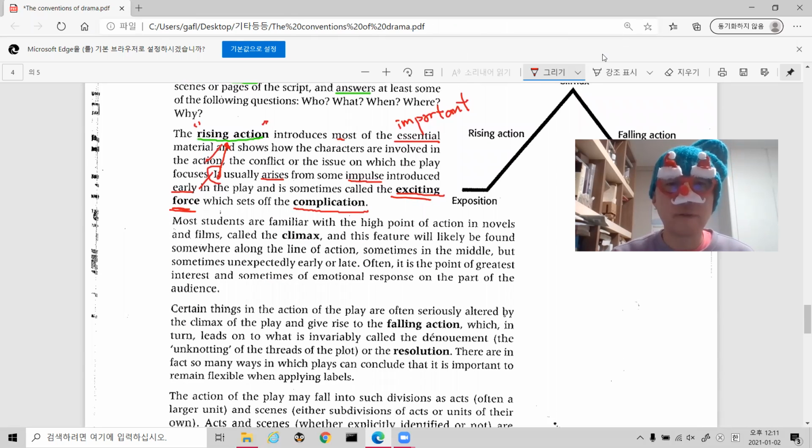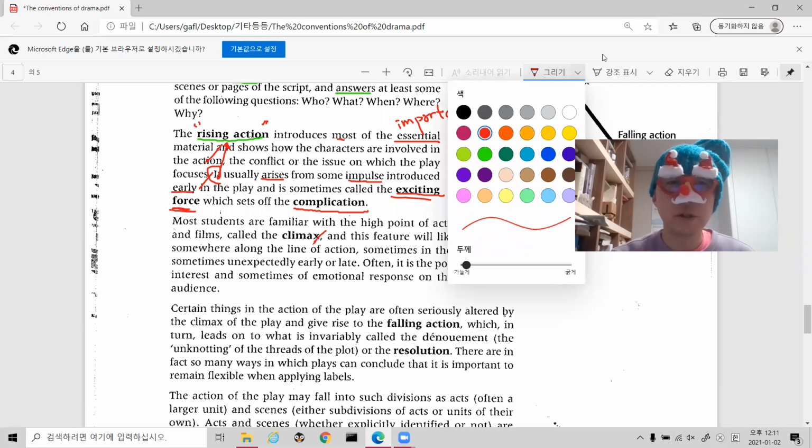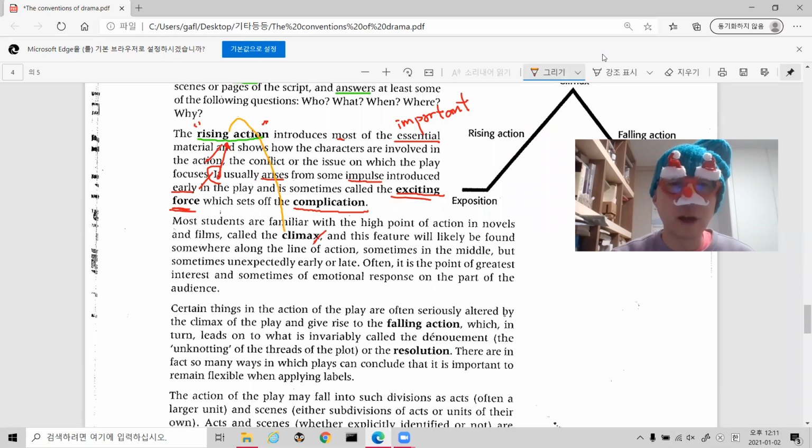And most students are familiar with the high point of action in novels and films called the climax. After the rising action, we have a climax. It follows the rising action, and this is a high point. Climax, as you already know, is a highlight, right? The most interesting part of the story, the high point, and this feature is likely to be found somewhere along the line of action, sometimes in the middle, but sometimes unexpectedly early or late.